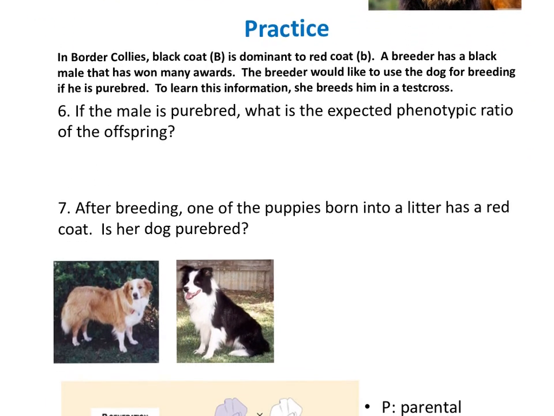In border collies, black coat is dominant to red. A breeder has a black male. The breeder wants to use the dog, probably make some good money, and so she breeds him in a test cross.